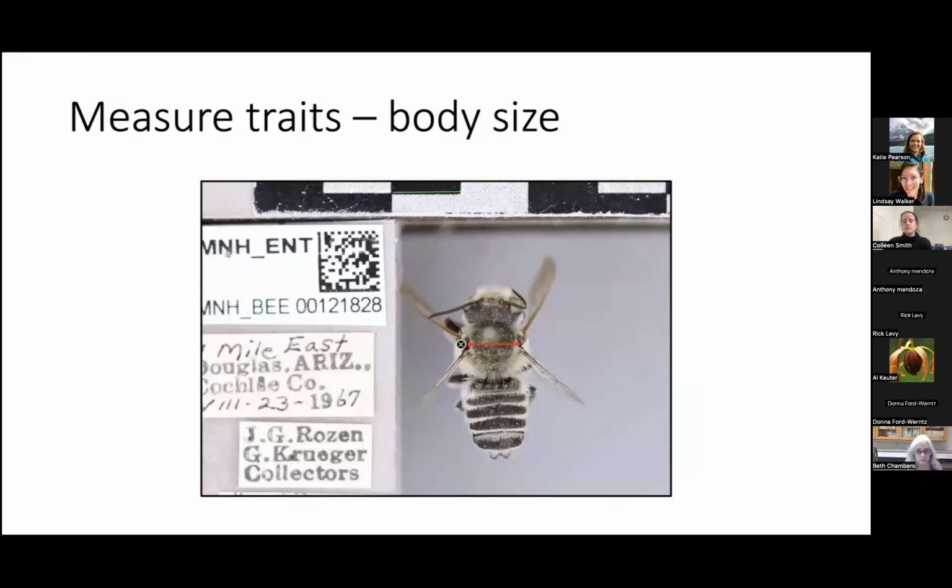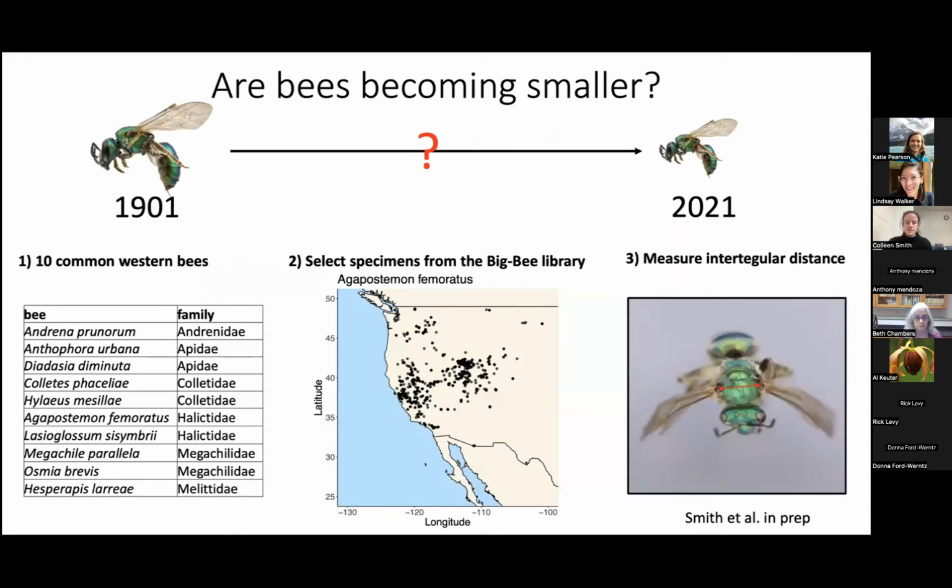We can also use images to measure traits like bee body size. So for bees, the distance between the wing pads is a proxy for body size, and we call this intertegular distance. And for my postdoc research, I'm measuring intertegular distance from images of bee specimens to try to understand how bee body size has been changing over time in response to climate change. And I won't talk any more about this project now, but I'd be happy to answer any questions about it later.